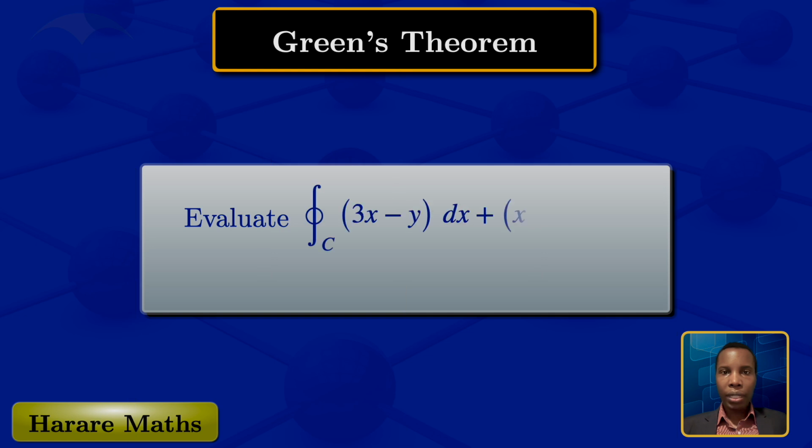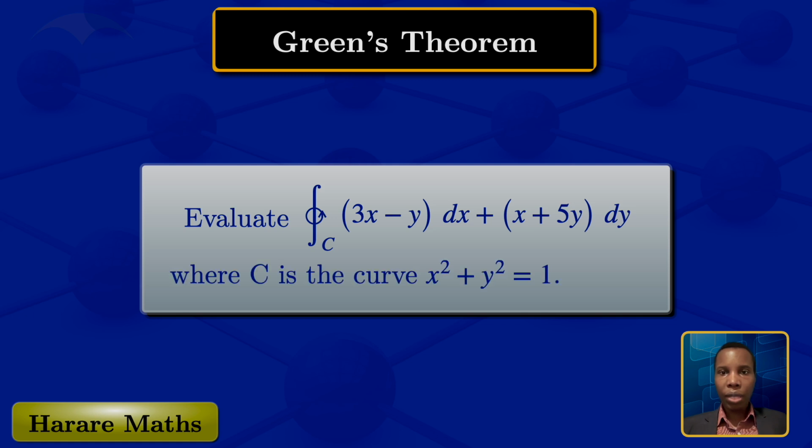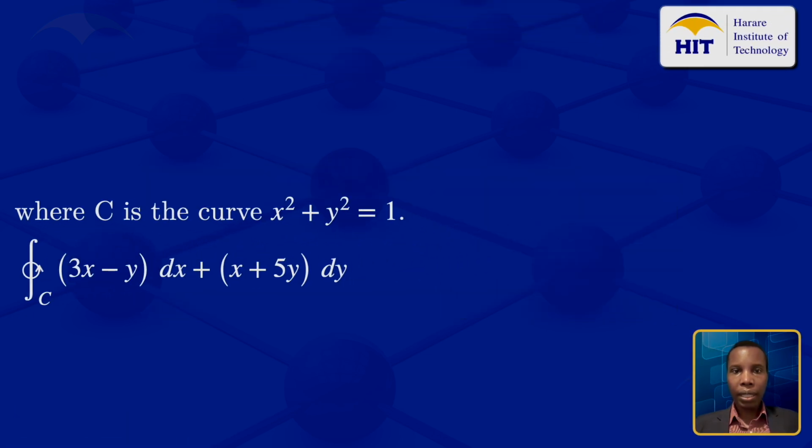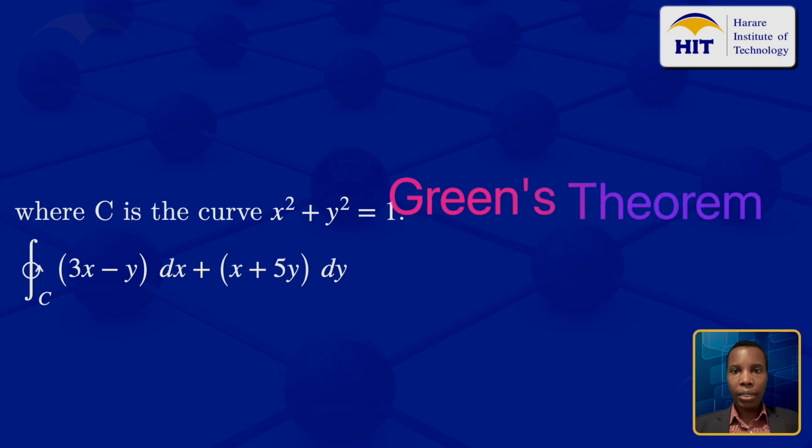I'm going to evaluate the integral of (3x - y) dx + (x + 5y) dy along the closed curve C in the positive direction, where C is the curve x squared plus y squared is equal to 1. So we have that integral there, and to evaluate this integral, I'm going to use Green's theorem.